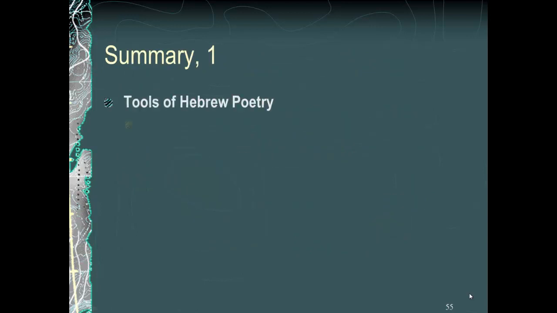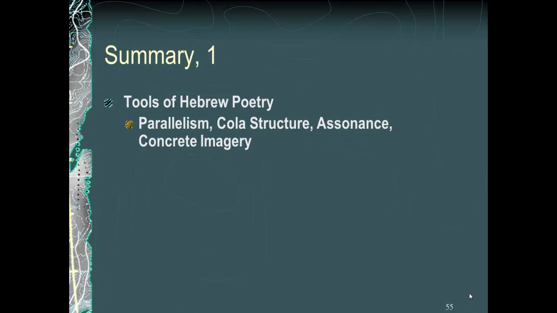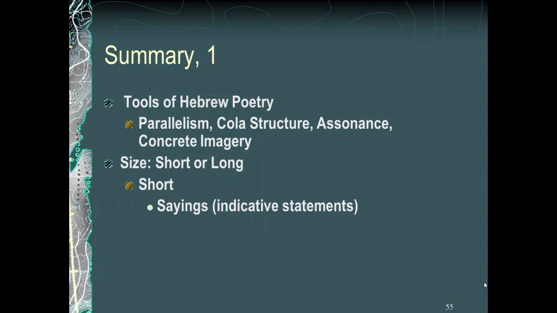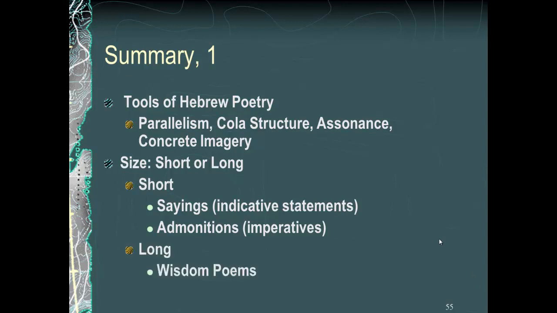So let's recap what we've seen in this lecture. A variety of tools employed for Hebrew poetry, including parallelism, various forms of colostructure, assonance, concrete imagery. We've seen that some parables are very short and some extend into long wisdom poems. The short, whether indicative or imperative, and the long, as we've indicated, comprise entire wisdom poems.